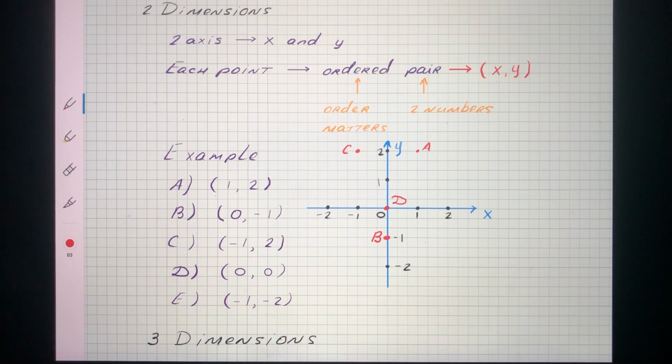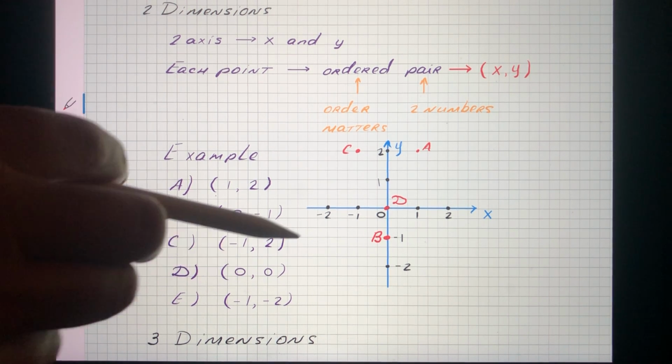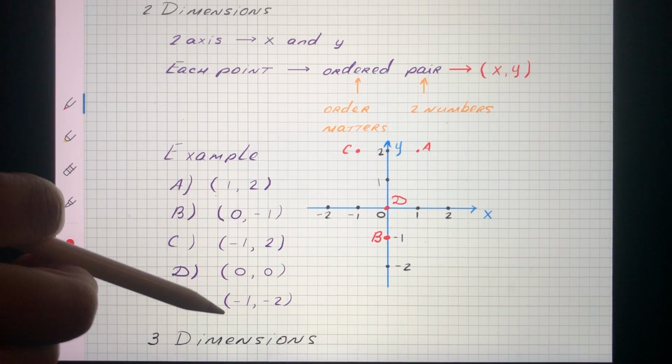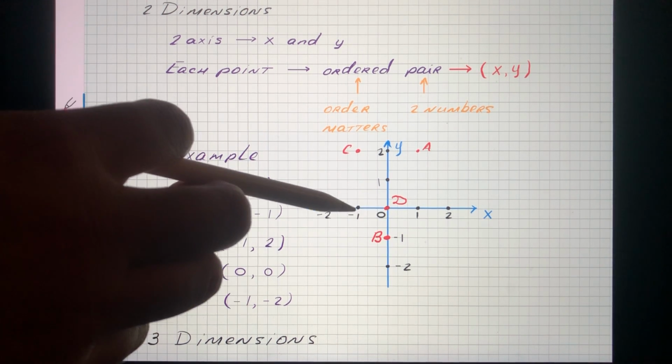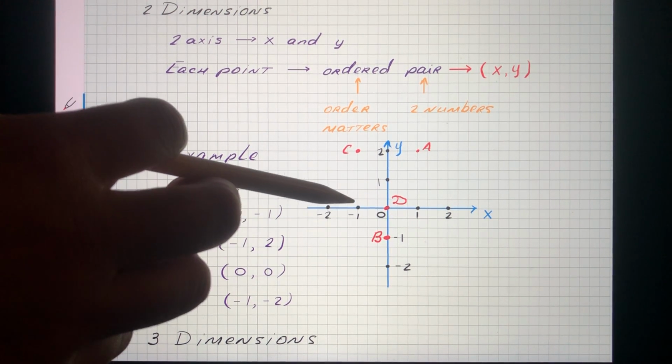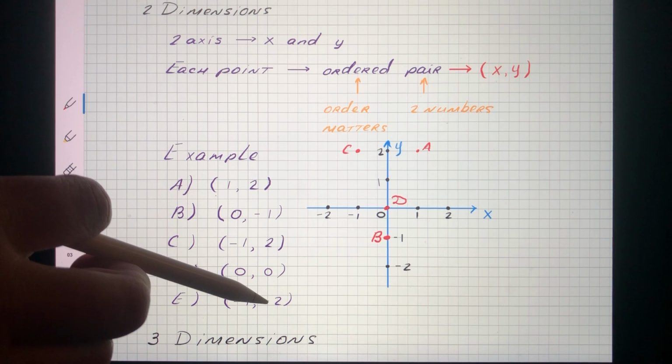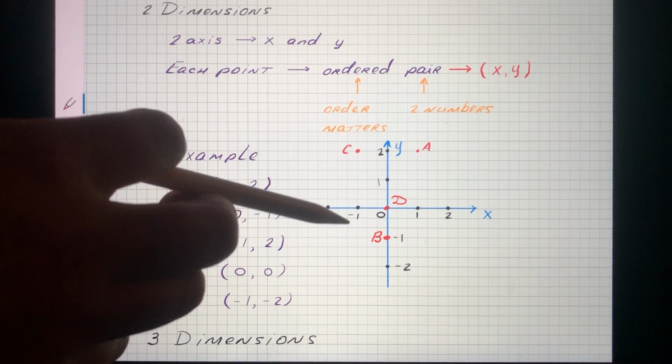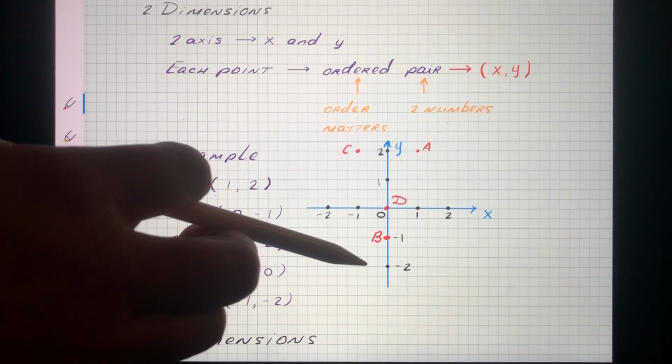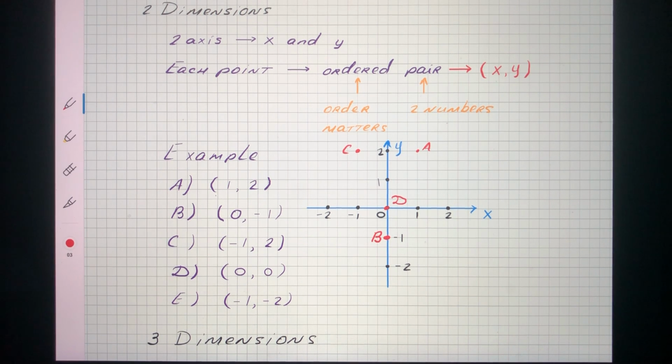And then the last point is -1, -2. So beginning at the origin, we take 1 step back, and then 2 steps down because the second number is negative, so we're going down 2 units, 1, 2, and we will be right here. So this is the point E. -1 and then -2 downwards, this is E. So this is how we plot points in 2 dimensions.